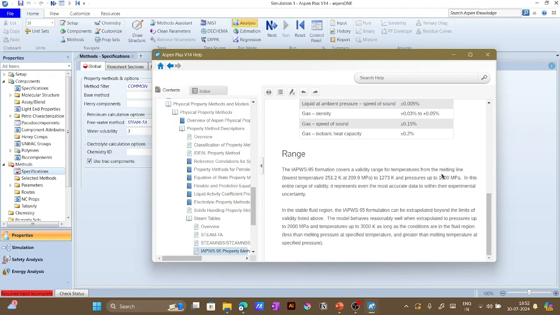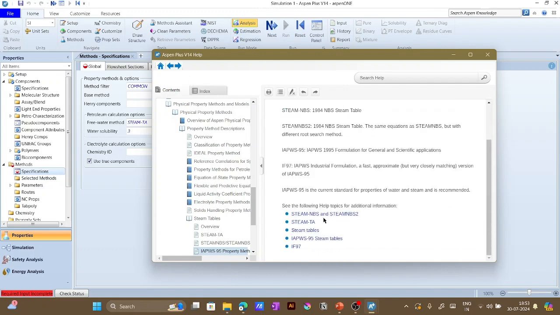Okay, so the lowest temperature to use this method is 251 Kelvin at 209 megapascal, up to 1273 Kelvin. Now you see, let's say I want to do a simulation of water at a normal condition, then is it useful to me? No, right? So that way you have to eliminate this method. You can look into the other methods also.